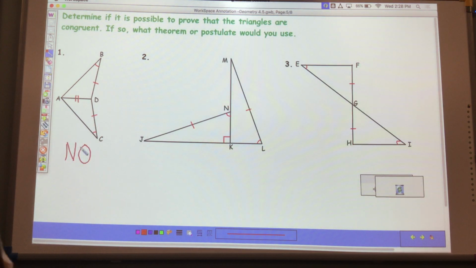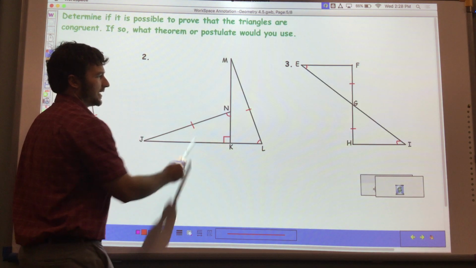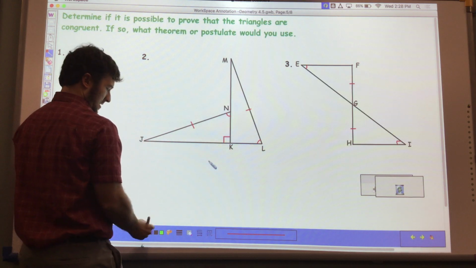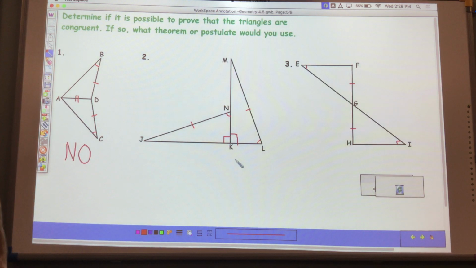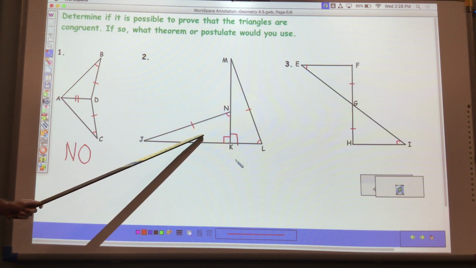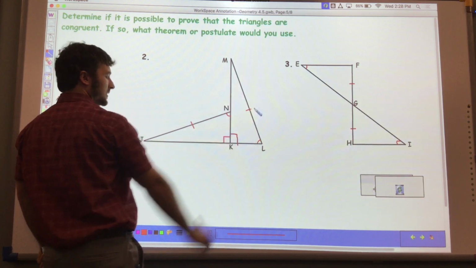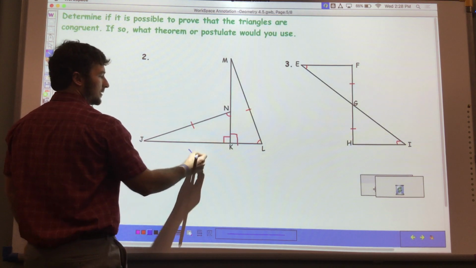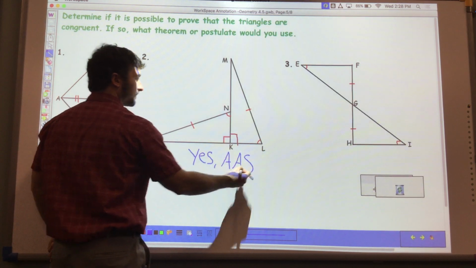Number 2. Well, I noticed a couple things. We have an angle here and here. We have a side here and here. If this is 90, then this needs to be 90. So you look, okay, I have an angle, then a side. So I have angle, angle, side here. Does that match up over here? Well, I also have angle, angle, side. So this one would be a yes, and you would write angle, angle, side.